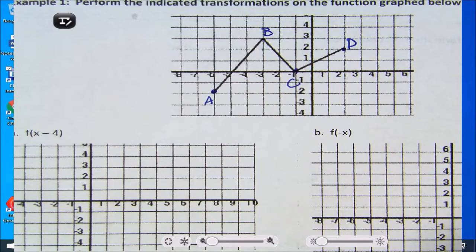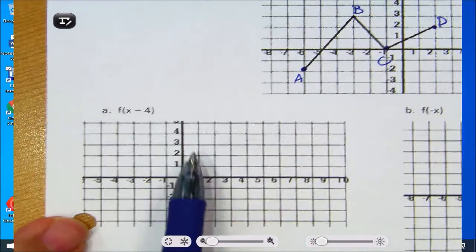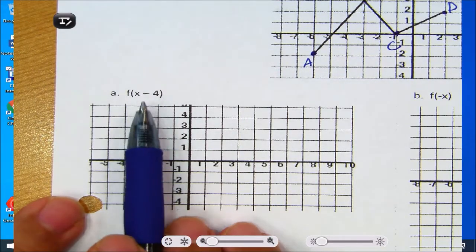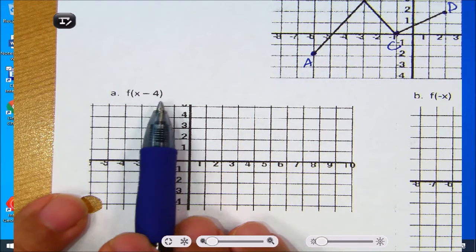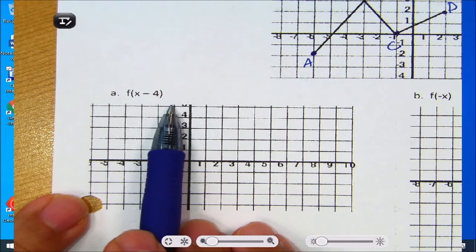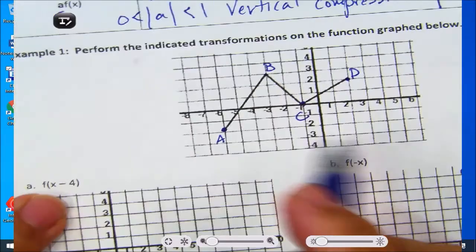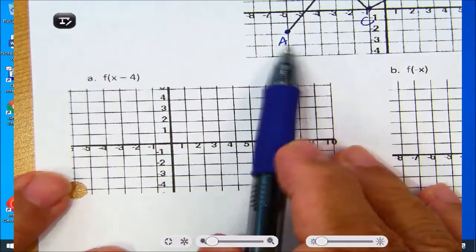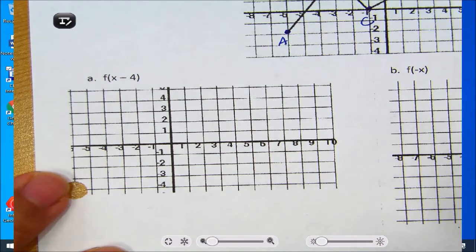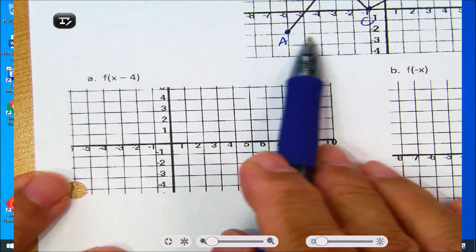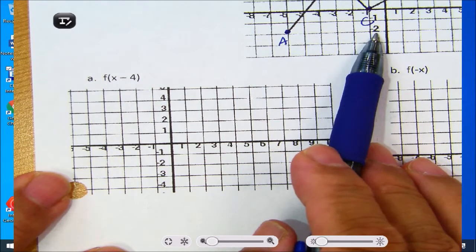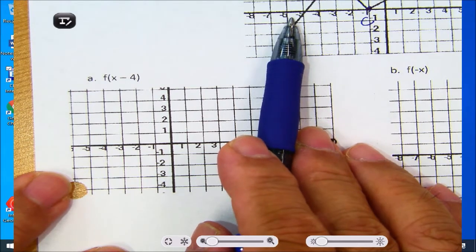All right. Now what we're going to do, so this is example A, f of x minus 4, what is that supposed to do? Horizontal shift right, 4 units. And the best way to do that is you take the coordinates of the 4 points I labeled. I'm going to take the coordinates of A. What's the coordinate of A? -6, -2, right? So -6 is the x value, horizontal is the x value.